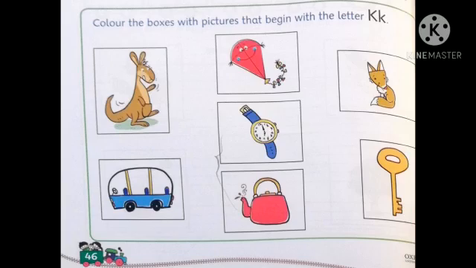So here I have an activity for you. You have to color the boxes of the pictures that begin with letter K. Kite, you have learned it already. Cattle and key. So you have to color these three boxes. Okay, color it and learn it as well.